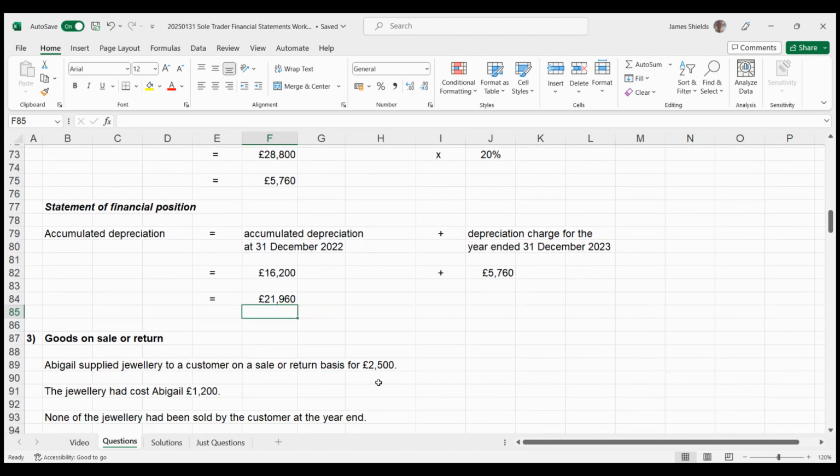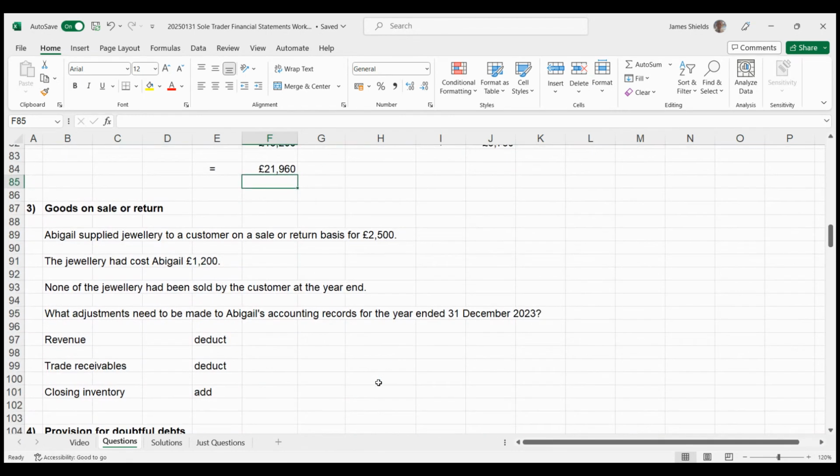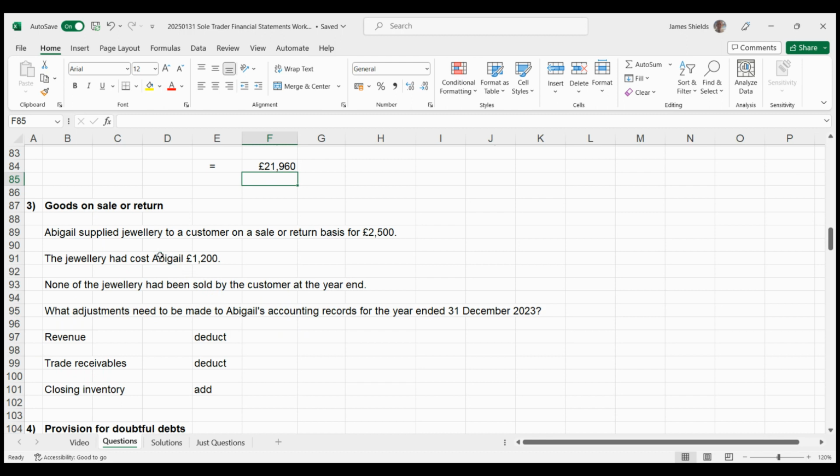Right, goods on sale or return. Now, a little explanation first of all what that actually means. So, goods on sale or return. An organisation gives some of its goods to another organisation to sell, but it does not charge them at the time of the transfer of the goods. It will only charge them for the goods if they're actually sold. If they're not sold, then the business returns the goods to the original supplier. So let's see what we got.